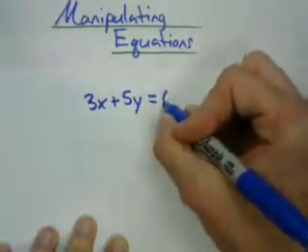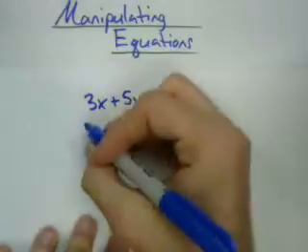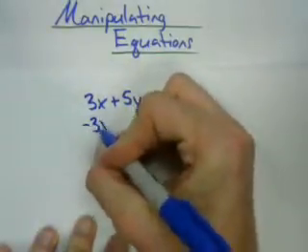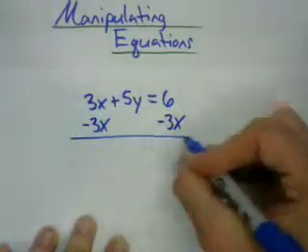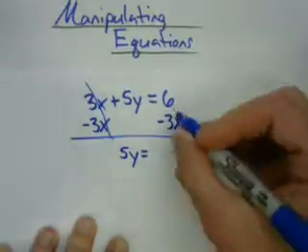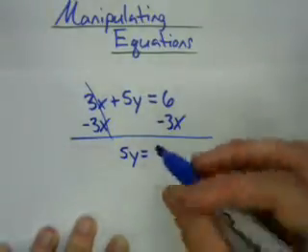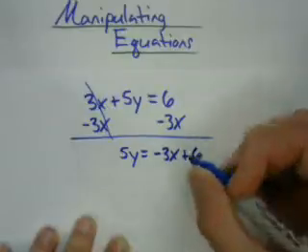So here, let's have 3x plus 5y equals 6. Okay? So now, like the first time, I need to remove that 3x. I'm solving for y, so I need to remove the other term. These cancel out. Left with 5y equals, these aren't like terms, so I cannot put them together. So I have negative 3x plus 6.